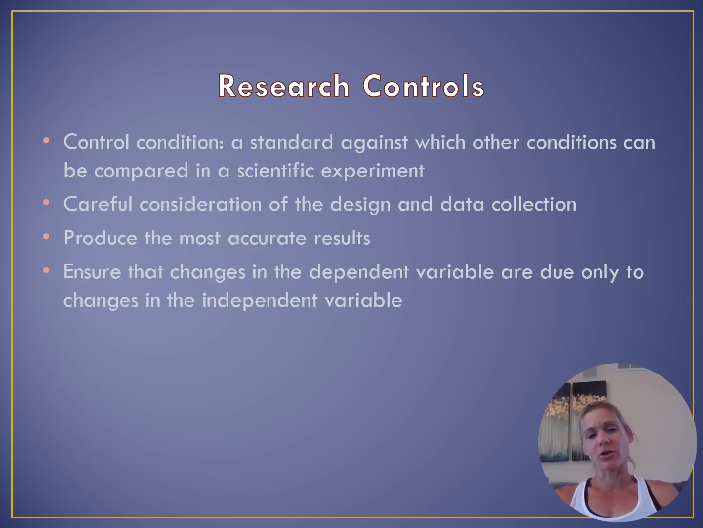We also want to have some research controls as well. Control conditions are a standard against which other conditions can be compared in a scientific experiment. So, as we mentioned, it's cool to see that you can run a fast 5K if you have Red Bull, but we need to have a control condition so that we know how fast you are without Red Bull, without the experimental trial. Okay, so again, we need to have that control condition in order for us to understand how to compare ourselves. Okay, so we need to have careful consideration of the design and data collection in order for us to produce accurate results and ensure that the changes in the dependent variable are due only to changes in the independent variable.